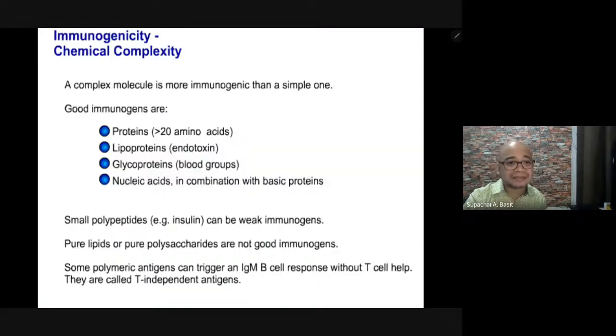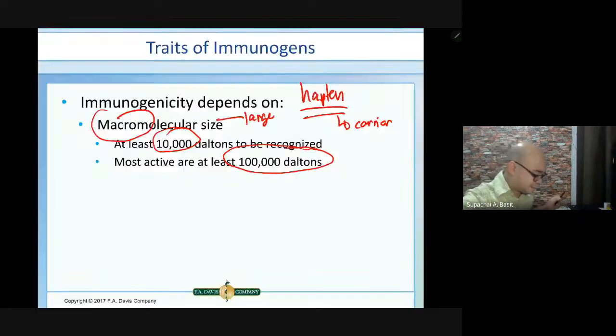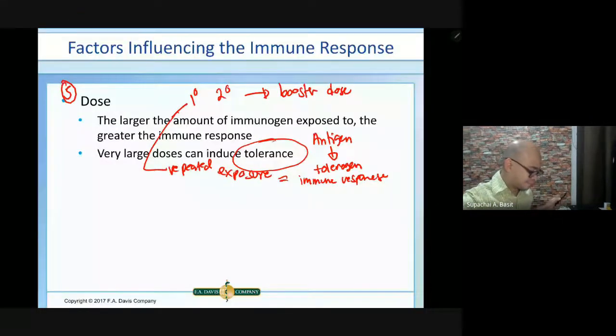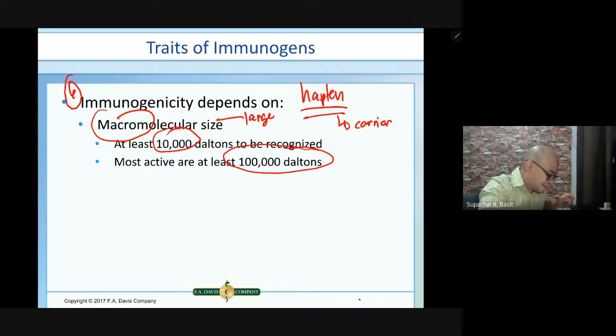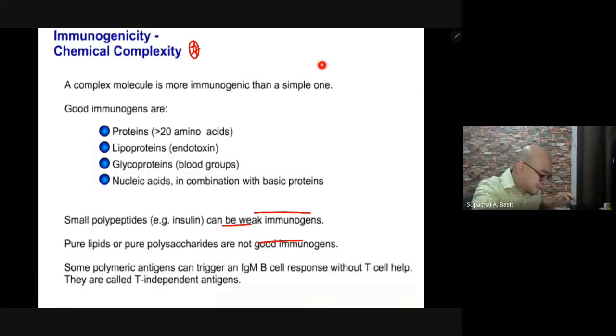Hapten would need carrier. Okay, so therefore, this one is number 6. Am I right, number 6? Chemical complexity. Okay, so a complex molecule is more immunogenic than, let me go back. This one is not six. Six is about the size. And then this one is number seven, the chemical complexity.